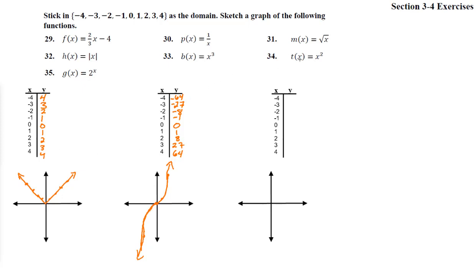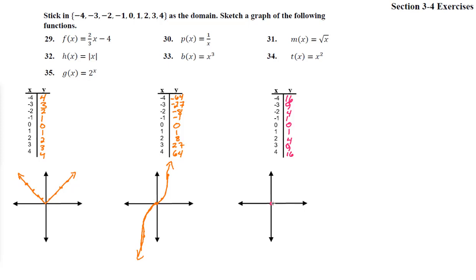34. T of x equals x squared. So we're going to square these. Negative 4 times negative 4 is a positive 16. Notice when we cubed it, we kept negatives. But these, 9, negative 2 squared is 4, negative 1, stick that in there and it's positive 1. 0, 1 squared is 1, 4, 9, and 16.